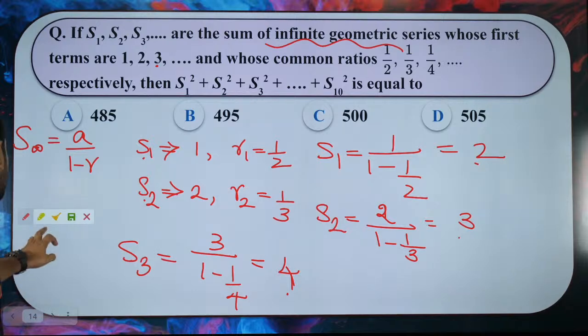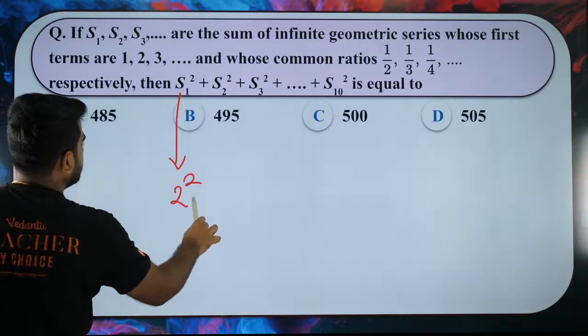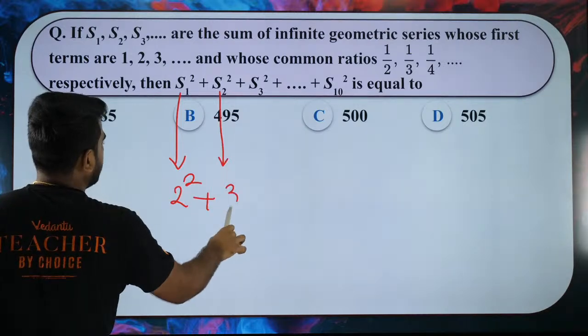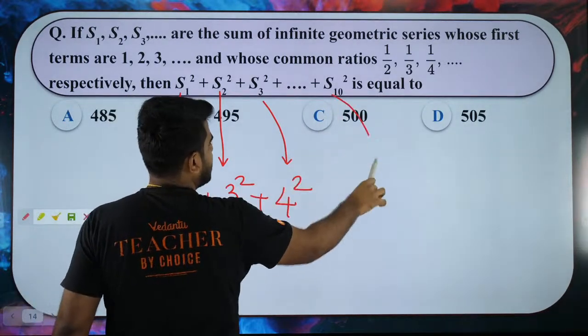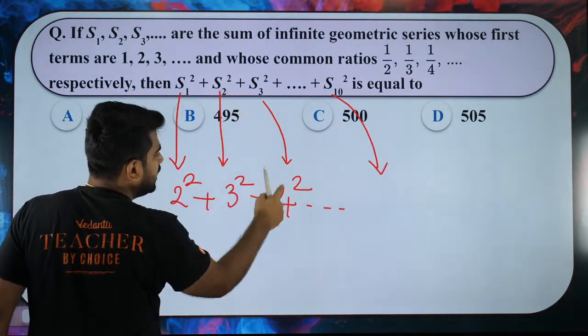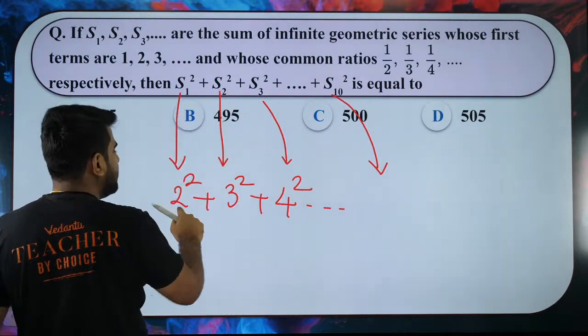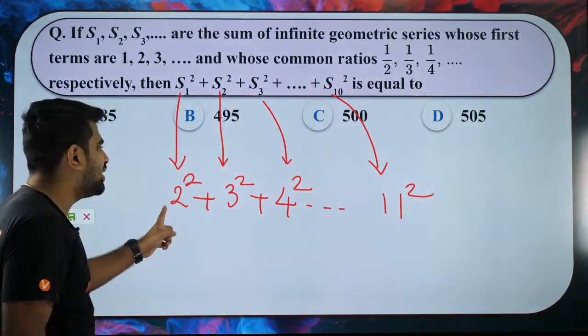Yes, fantastic. So I got S1 to be 2 and we have to square it. Then S2 is equal to 3, we have to square it. S3 equal to 4, we have to square it. S10 will be equal to what? By the pattern, it is the next number. 3 means 4, 2 means 3, 1 means 2. So S10 means 11. So it will be 11 square. So this is my answer.